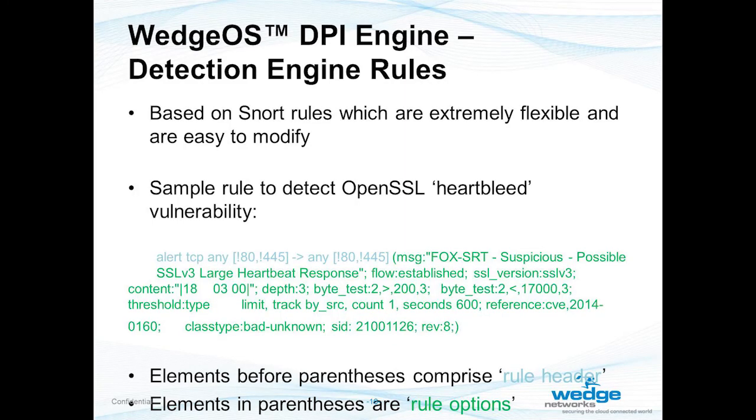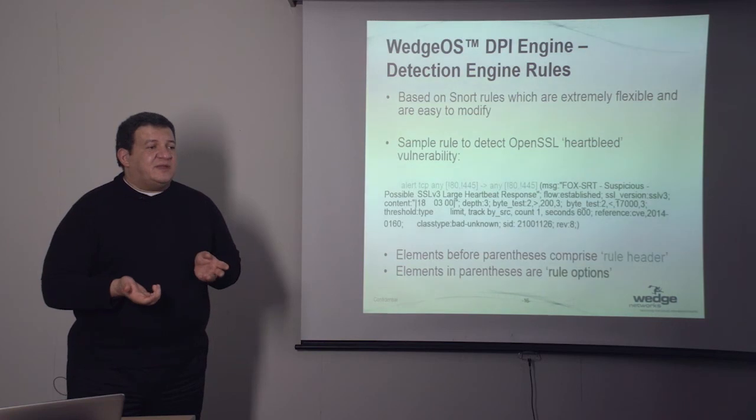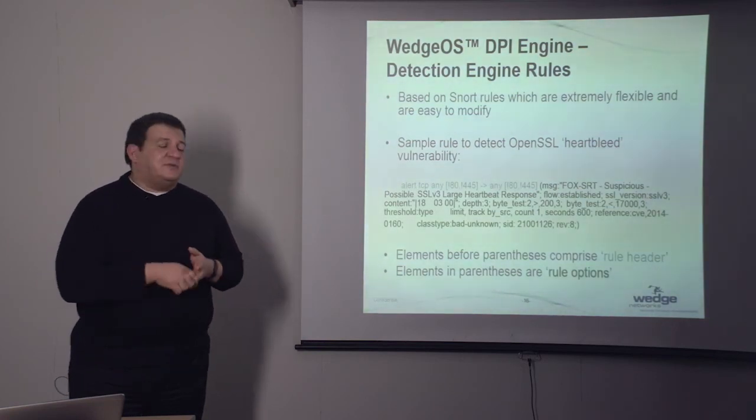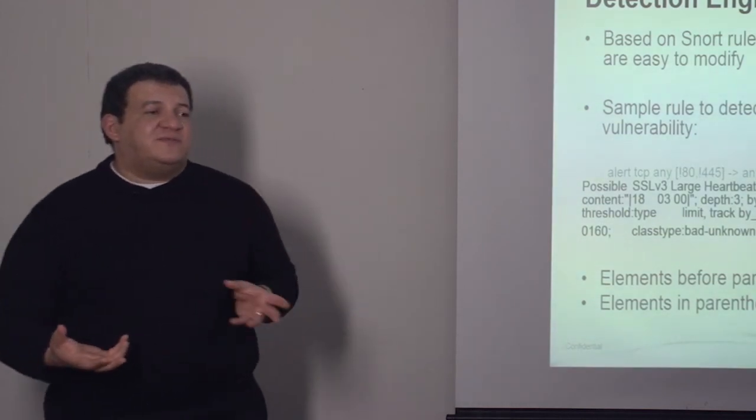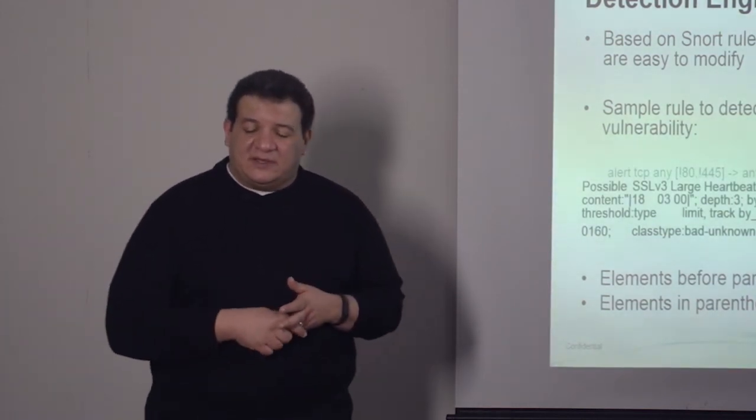So from there, this is an example of a rule that would detect the OpenSSL Heartbleed vulnerability that was very common on the internet a few weeks ago. We were able to do that very quickly. In fact, the whole industry was able to do that very quickly. So if you had a WedgeOS installation, you'd have benefited from what the industry was doing there right away.